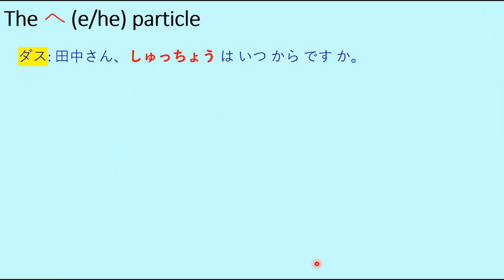So now let's look at a very simple but very important conversation between two persons, Das-san and Tanaka-san, our favorite Tanaka-san. So let's see what this conversation is all about. First, we will use the Japanese version and then I will explain each sentence in English.